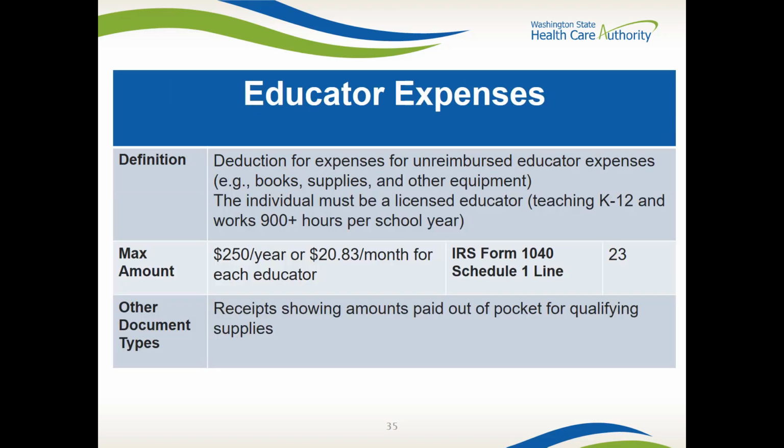Educator expenses. This deduction is for unreimbursed educator expenses, for example, books, supplies, and other equipment. The individual must be a licensed educator. Currently, the maximum amount for educator expenses is $250 per year for each educator, up to $500 for the household. This deduction is claimed on line 23 of Schedule 1.